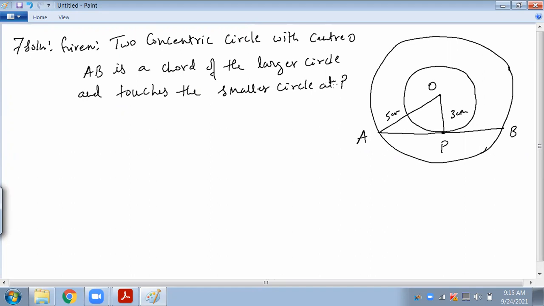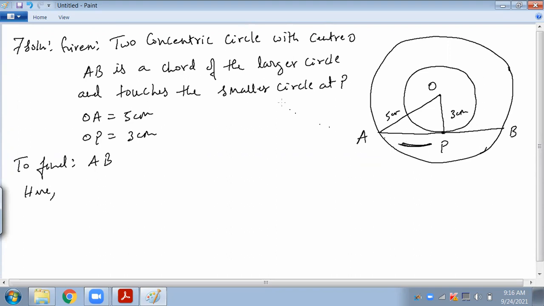The larger circle touches the smaller circle at P, and the radius of the larger circle is 5, so OA is 5, and the small circle is 3, so OP is 3. To find what? AP. Here we cannot find AB directly. We'll first find AP and then we can find AB.